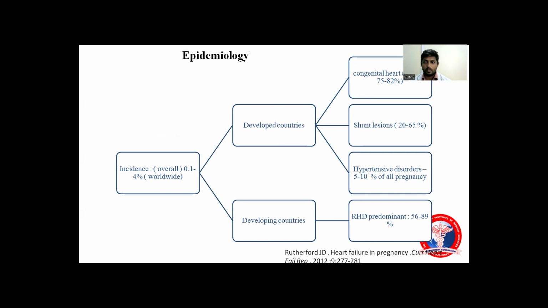And coming to developing countries like India, it's mostly rheumatic heart disease, which comprises 56 to 89%. In developed countries, the most common causes of heart disease in pregnancy are congenital heart disease and shunt lesions, and later it is hypertensive disorders in pregnancy.